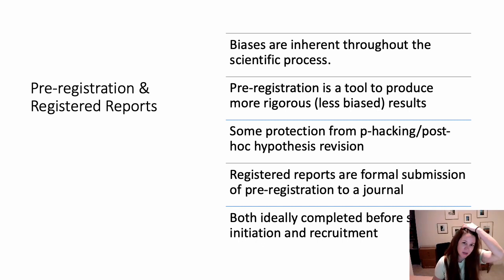So I'm going to get started by talking a little bit about pre-registration and registered reports and why they are useful tools for us. We know that biases are inherent throughout the scientific process, and pre-registration and registered reports are two tools that can help to reduce bias and increase rigor and reproducibility in our research.